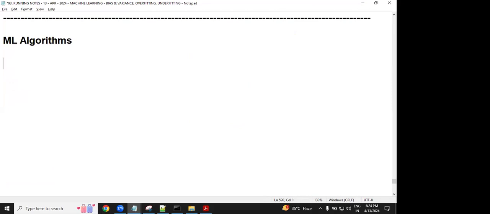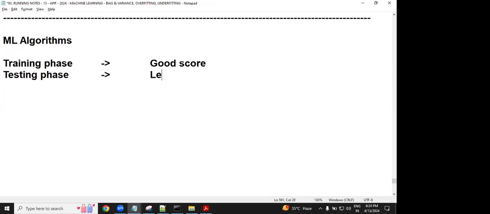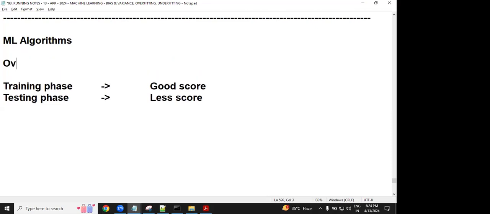It will face two phases. The first one is the training phase. The next one is the testing phase. During the training phase, definitely it will get a good score. During testing, lesser score. This combination is called overfitting. Did you understand? I need a response.